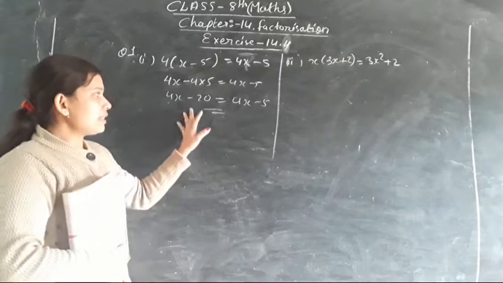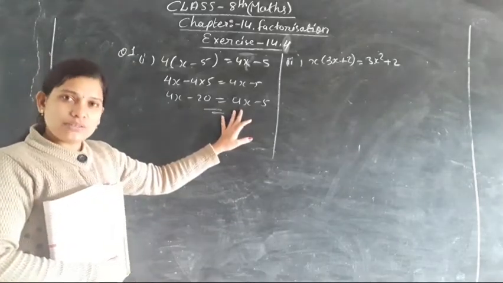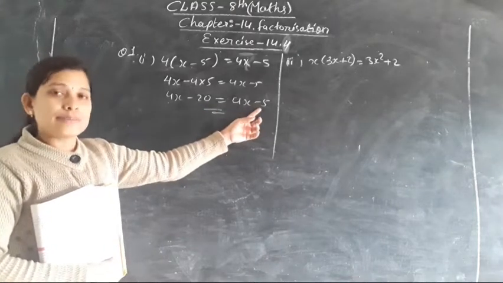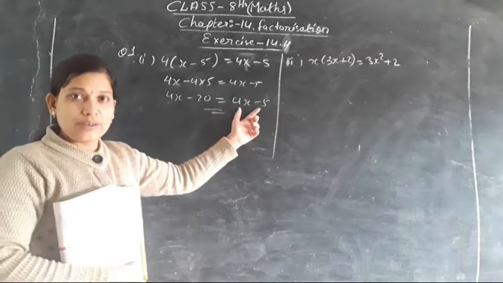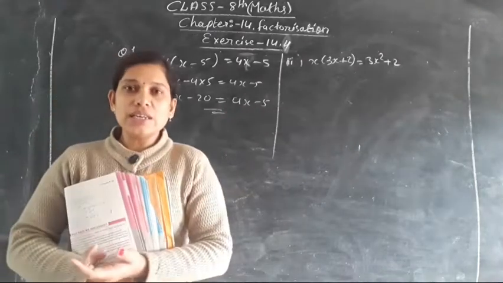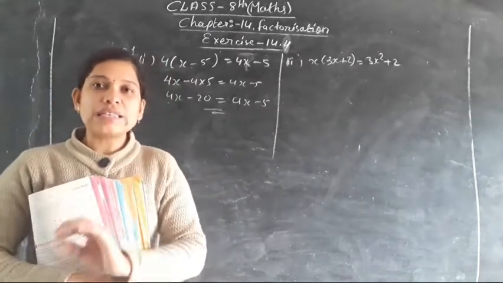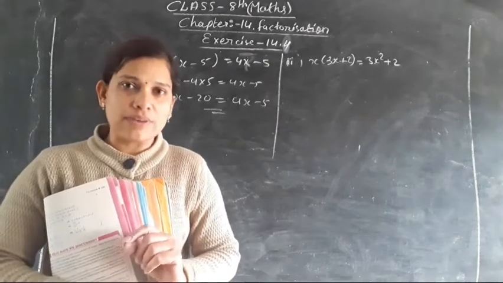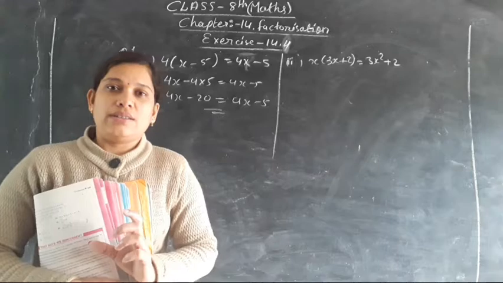Here LHS and RHS both are not equal, isn't it? Because here minus 20 is coming and here the constant term minus 5 is coming. There is a difference in the constant of LHS and RHS. One is minus 20, one is minus 5. So that is the error.